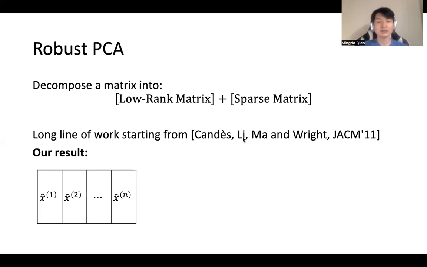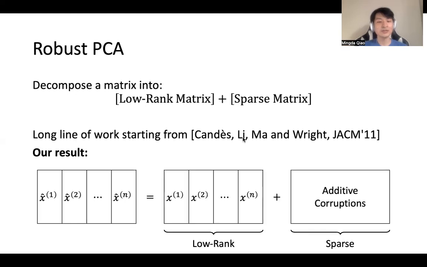By our modeling assumption, this data matrix can be written as the sum of two matrices, where the first corresponds to the clean data, and the second corresponds to the additive corruptions. The first matrix must be low rank because each data point lies in a low dimensional subspace. The second matrix must be sparse because each column can only contain a few corrupted entries. Then our algorithm gives a way of recovering this decomposition approximately.